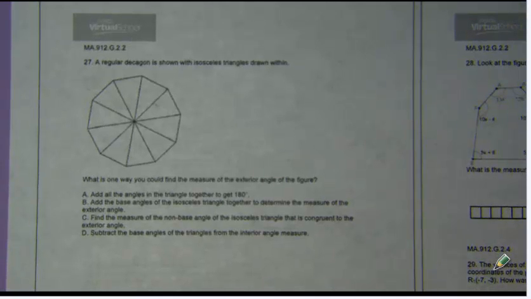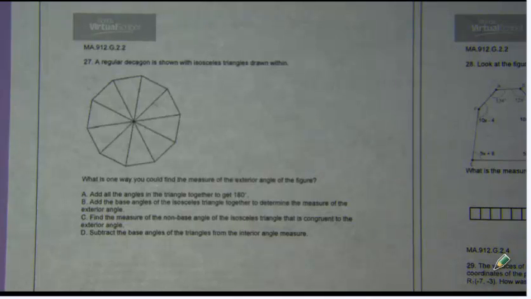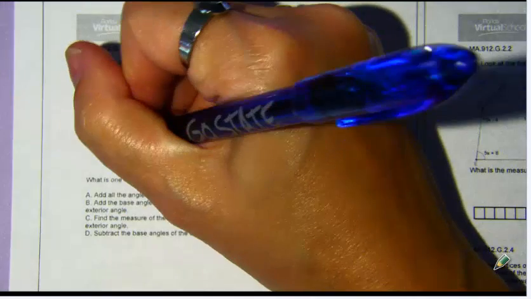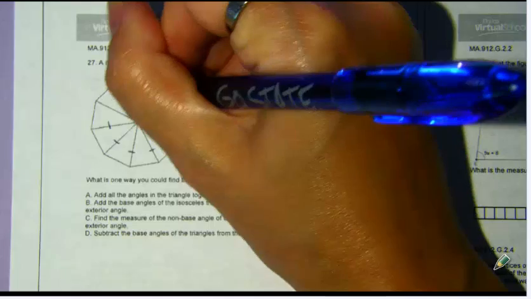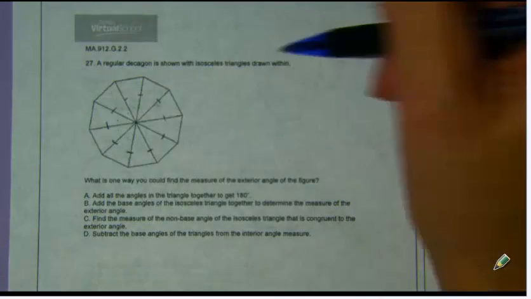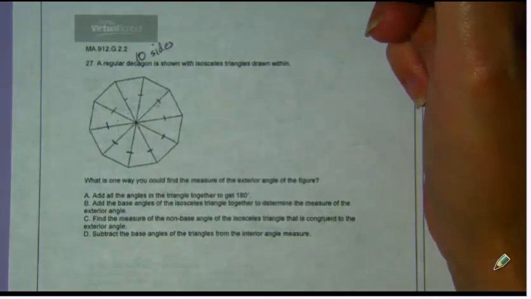Okay, now this one, to be honest with you, is very kind of complicated, not because of what you'd have to do to find the exterior angle, but because of the way they described the process in the answer choices. Okay, so we have a regular decagon with isosceles triangles. That means that each of these lengths is the same because they're isosceles. And there's 1, 2, 3, 4, 5, 6, 7, 8, 9, 10 of them. It's a decagon, so that's 10-sided. So 10 triangles.